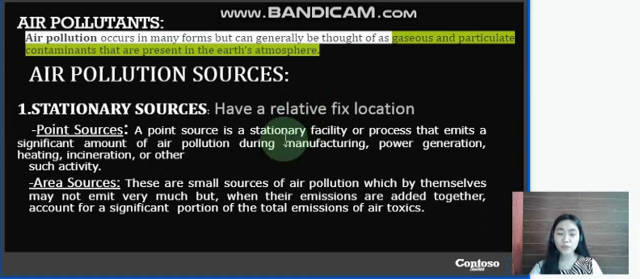Pag sinabi naman po natin na area sources, ito naman yung mga small sources of air pollution. Pero pag pinagsama-sama, sa una, hindi mo mapapansin kasi hindi siya nag-e-emit ng marami. Pero pag pinagsama-sama, collectively, mas marami pa yung emissions niya than these point sources. So, mahirap din po ang area sources.